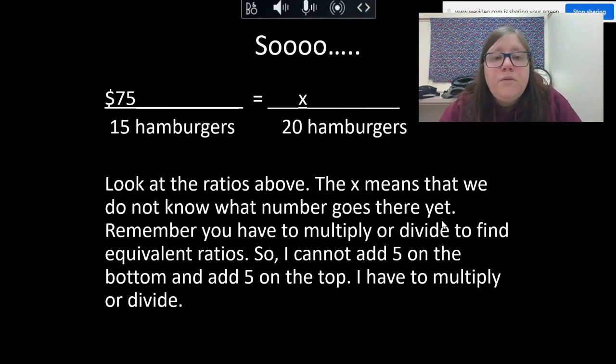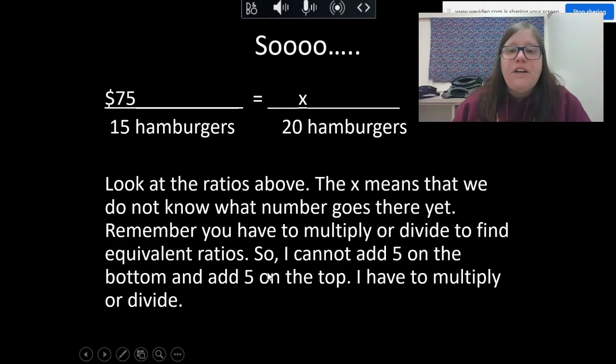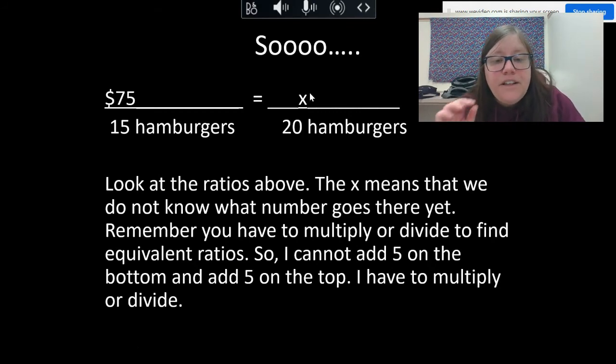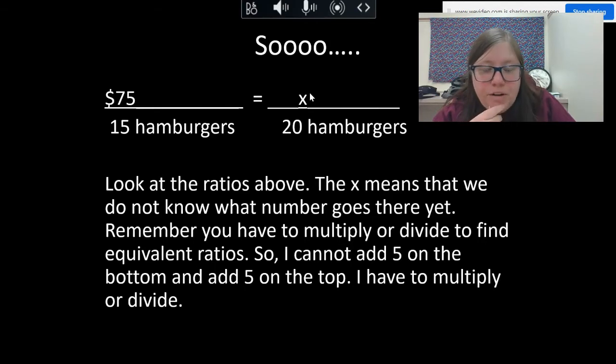So we know that $75 over 15 hamburgers was $5 for one hamburger, how much would it cost for 20 hamburgers? So that X that they put in right here, that X means we don't know what goes there. We're going to have to multiply or divide to find the equivalent ratios. So we can't add 5 on the bottom and 5 on top. We have to multiply or divide. Pretty simple.